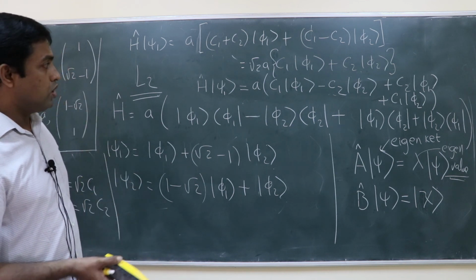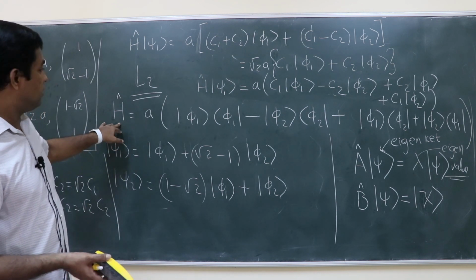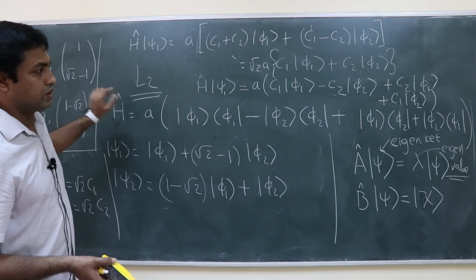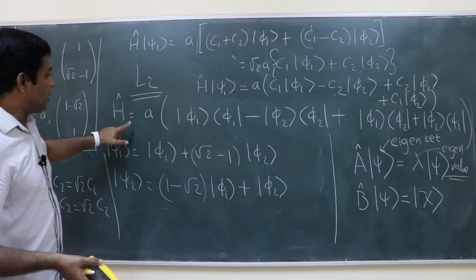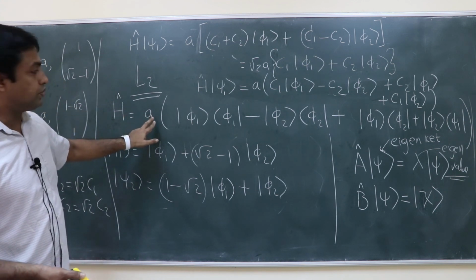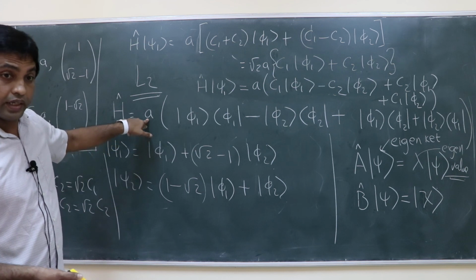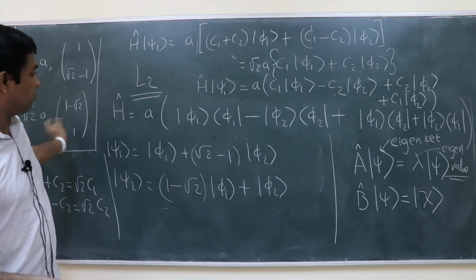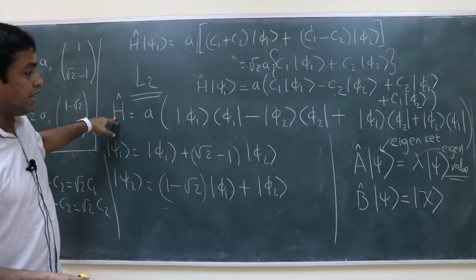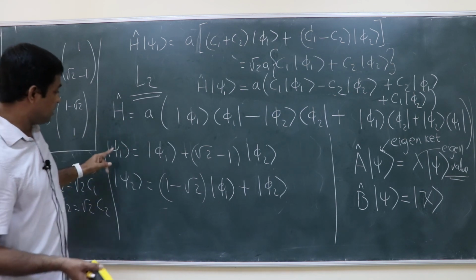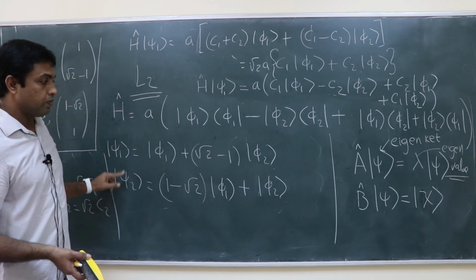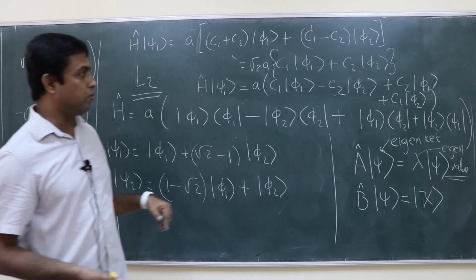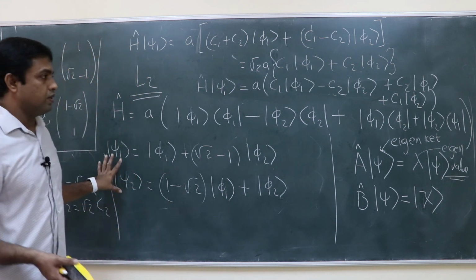Here H is a Hermitian operator, because H is equal to H dagger. I will discuss that also in the next class. Because of that, the eigenvalues of this operator are real, because a is positive, so you can see that the eigenvalues are root 2a and minus root 2a. A Hermitian operator's eigenvalues are real and its eigenvectors are orthogonal. That means psi 1 and psi 2 should be orthogonal to each other. So you just check whether these two are orthogonal. You can do that by the time you come to the next class. Okay, any questions?